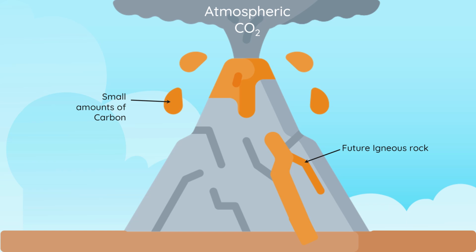Also, small amounts of carbon are also coming out in the form of lava, which, as you know, is going to turn into igneous rock once it cools. So that carbon's going in, it's melting, and the only way it can come back up in this slow carbon cycle is with major volcanic activity.